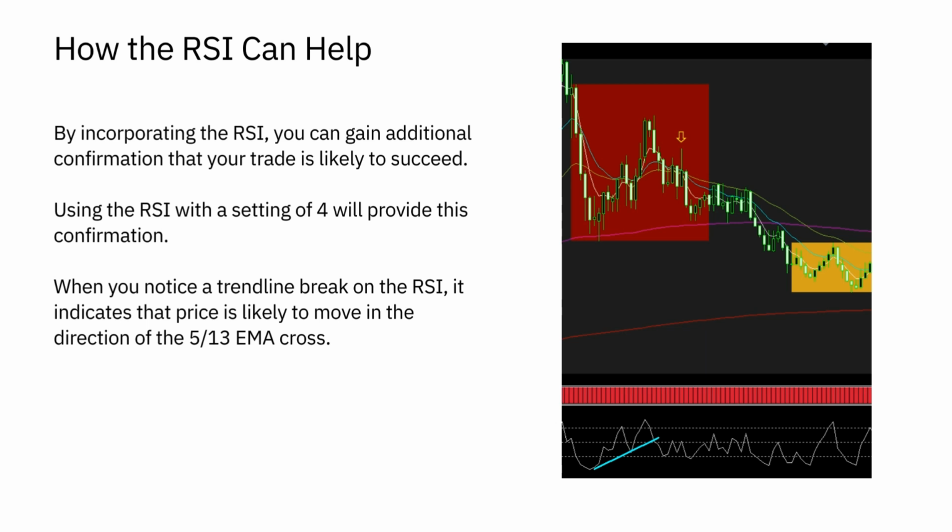How the RSI can help. By incorporating the RSI, you can gain additional confirmation that your trade is likely to succeed. Using the RSI with a setting of 4 will provide this confirmation. Once you notice a trendline break on the RSI, it indicates that price is likely to move in the direction of the 5/13 EMA cross.